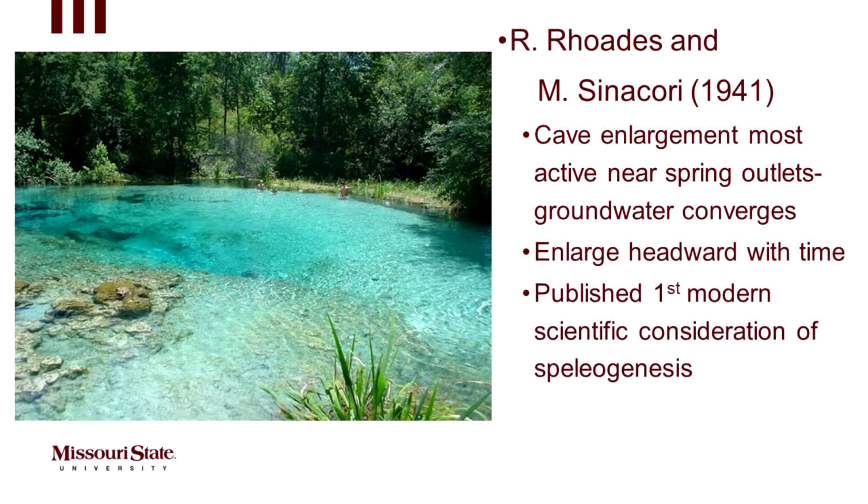And then in the early 1940s, a couple of scientists, Rhodes and Sinakori, published something that said they saw caves that were largest and most active right near the outlet, right near where the spring that runs the water out of the mouth of the cave exists, and that the cave grows larger headward, back in towards the start of the stream, and it does that over time. And a lot of people, I think, consider that maybe one of the first modern scientific considerations of how caves could actually not just form, but grow.